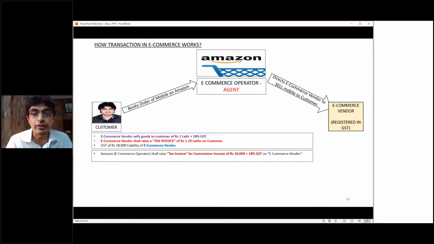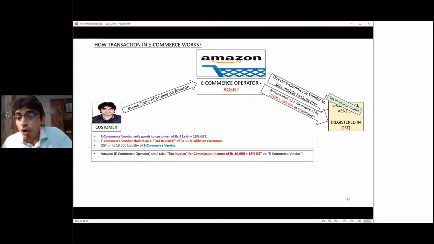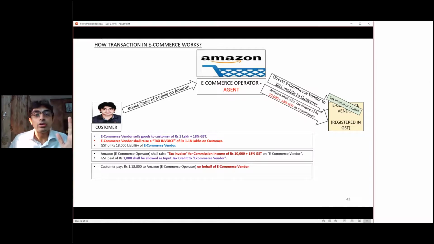But Amazon is not doing a favor. Amazon will raise an invoice of commission on that e-commerce vendor. Please understand, Amazon will raise an invoice of 11,800 on this e-commerce vendor. Now, how does this work? That seller has raised an invoice on me, and Amazon has raised a commission invoice on the seller. Now, I need to make the payment for the mobile.